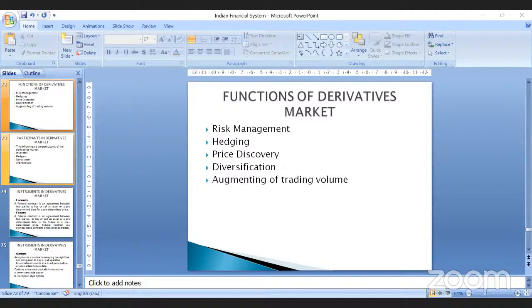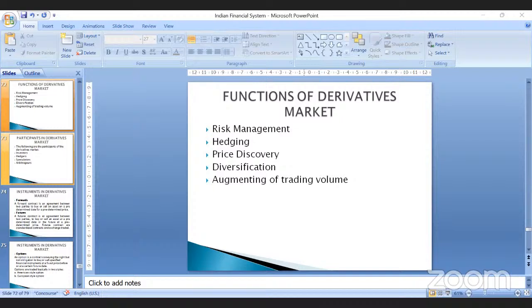Not only that, derivatives markets also help you in diversification. That is, instead of investing in one investment avenue, they give you a wide range of options for proper allocation, right? In order to increase the yield on investments, the derivatives market will help you out.